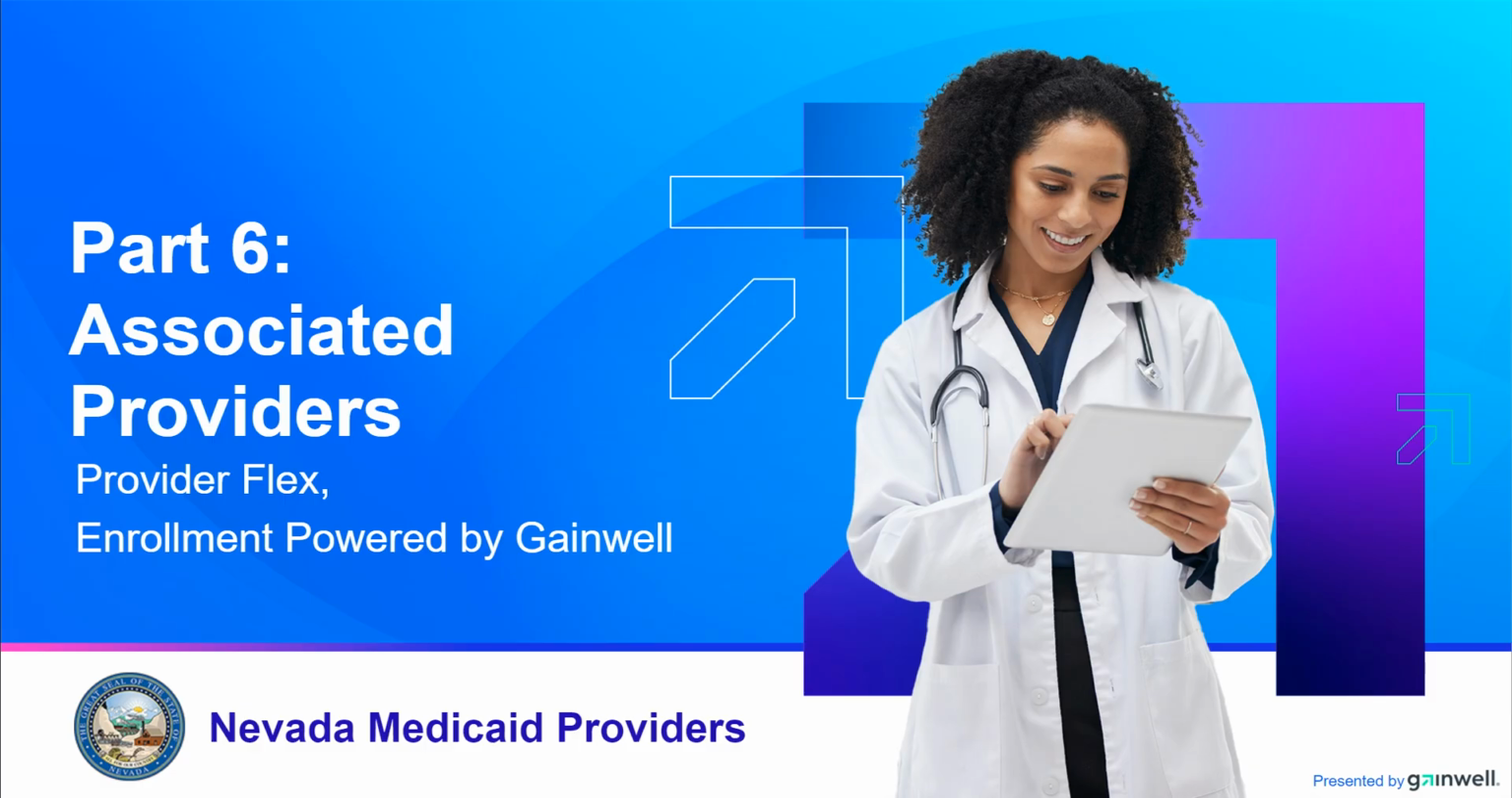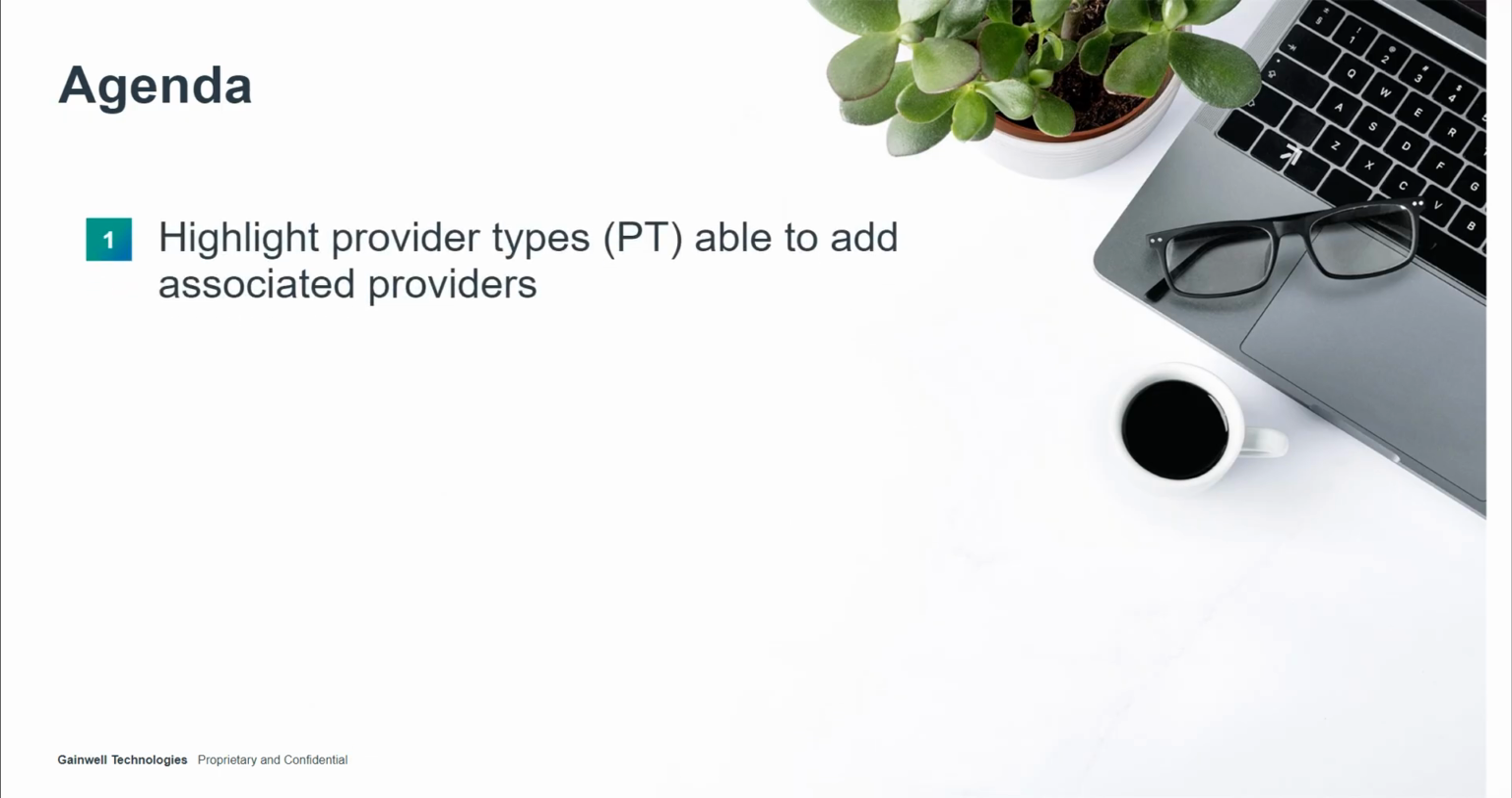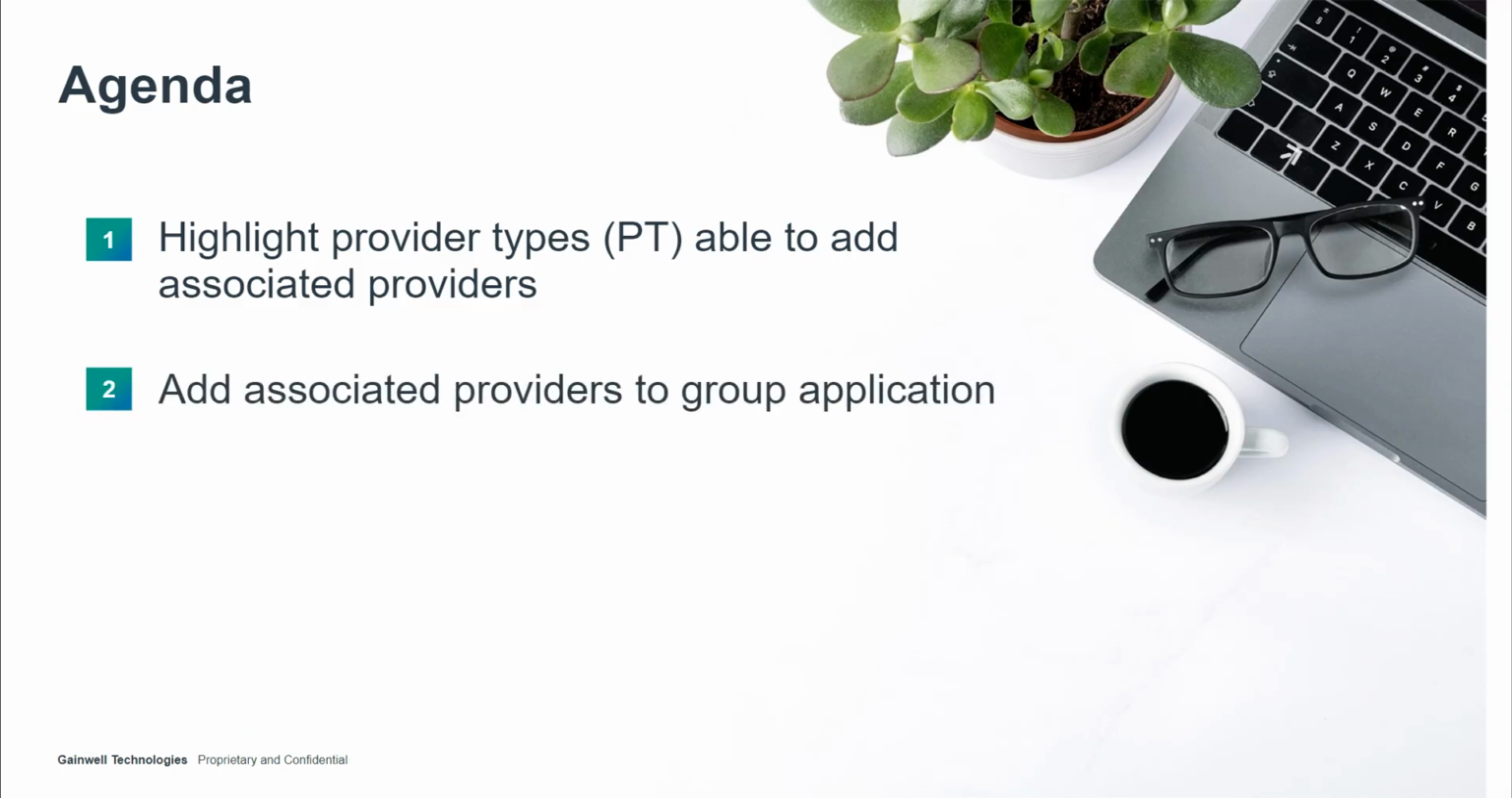This video will cover adding associated providers to your enrollment application via the Provider Flex Enrollment Tool. First, this video will highlight provider types that may utilize the Associated Providers section to add providers to be affiliated with the group submitting an application. Lastly, you will be shown how to add associated providers to your group application.